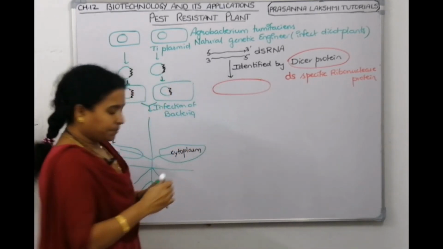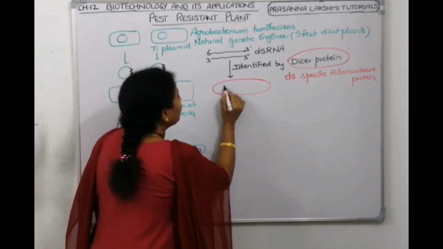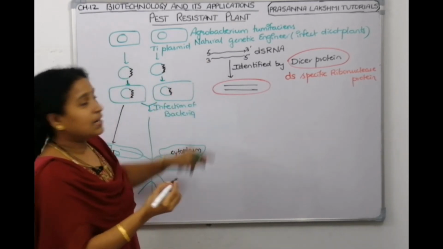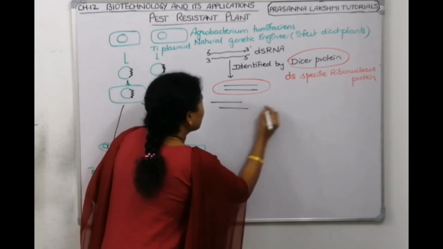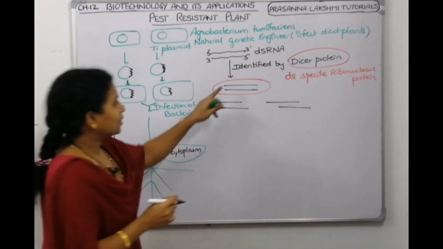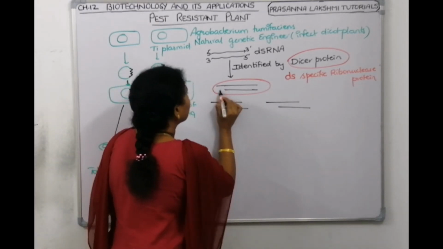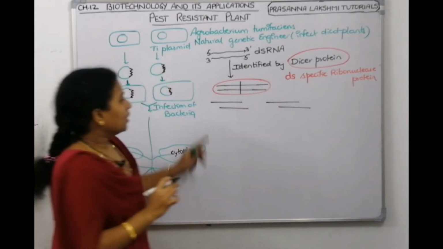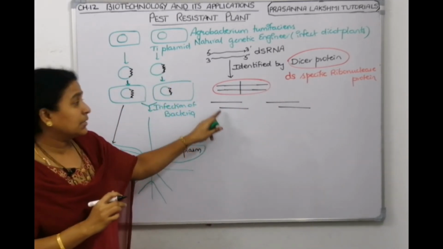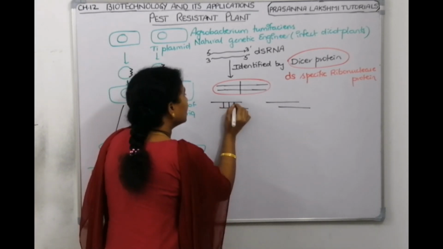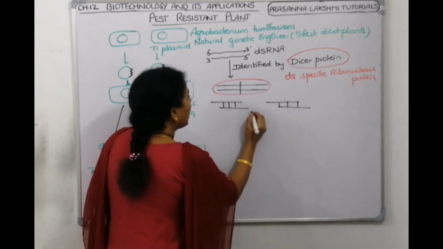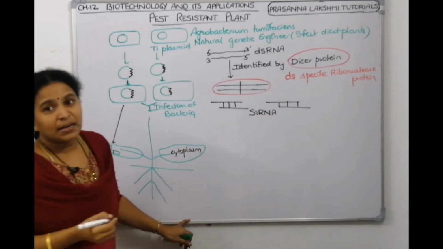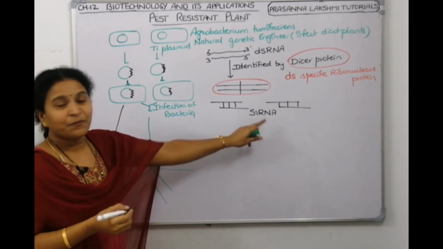The dicer protein has identified this double-stranded RNA. It is breaking it into small pieces. If you make it big, then you got two pieces, this much and this much. It's breaking into two small RNAs. These two small RNAs are called siRNAs, small interfering RNAs.